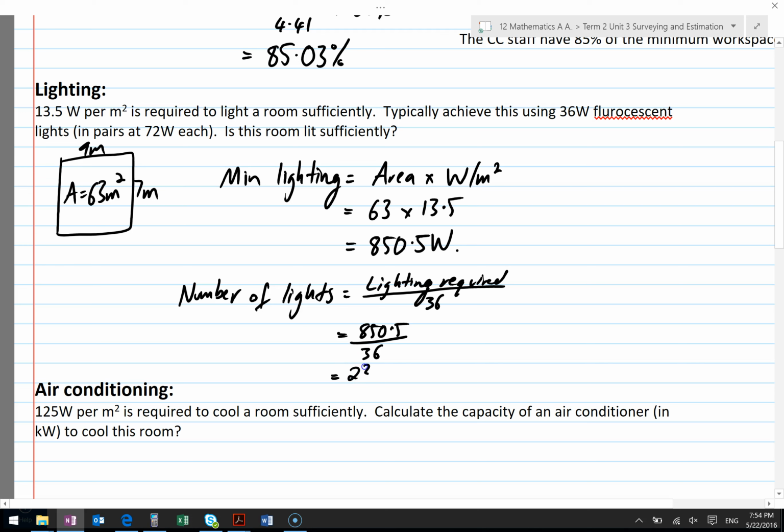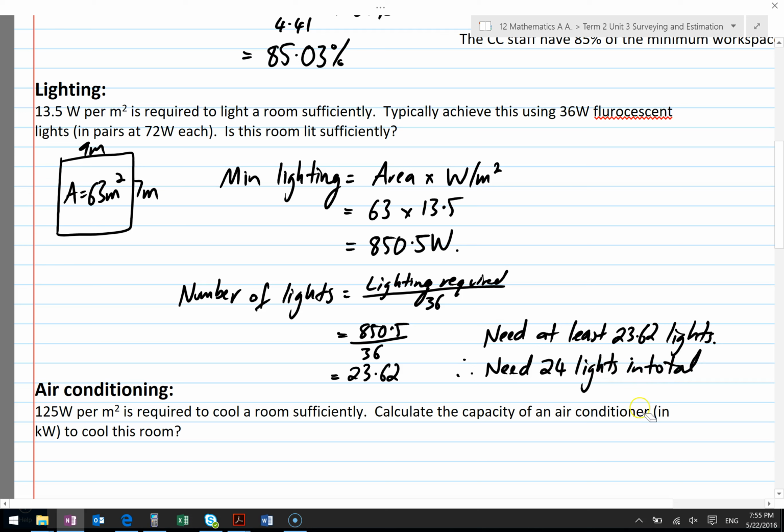I'll need 23.625 lights. Okay, so I'm going to round this up to 24. So I'll need at least 23.62 lights. Therefore, I need 24 lights in total.